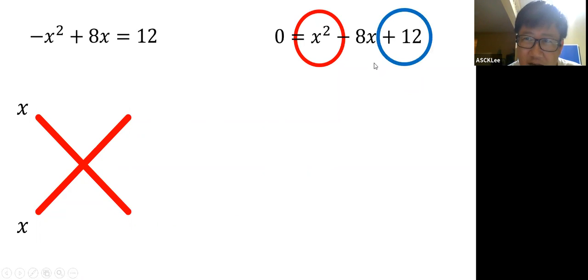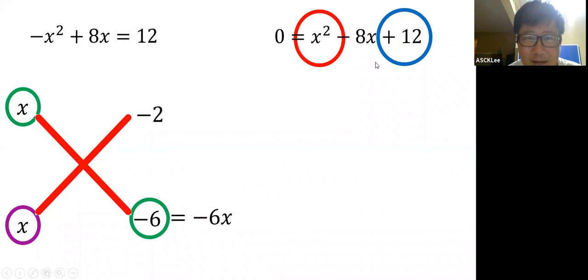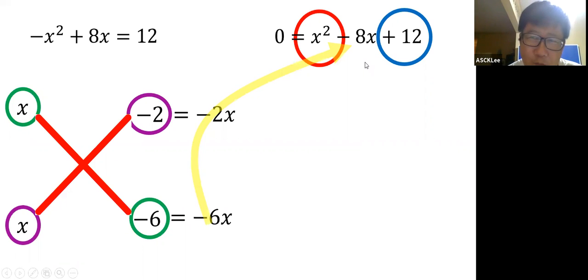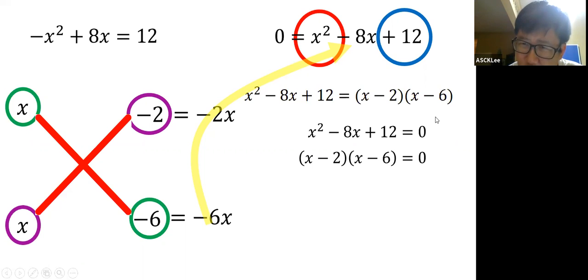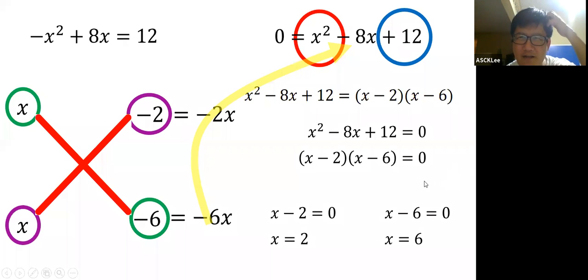X squared is x times x. 12 is minus 2 and minus 6. And hey, it does total up to minus 8x. And the rest of the question is easy. Revisit the question, write this quadratic expression in terms of its factors, replace your quadratic expression with the two factors, and apply the zero product property. So the solutions are x equals 2 and x equals 6. And there you have it.